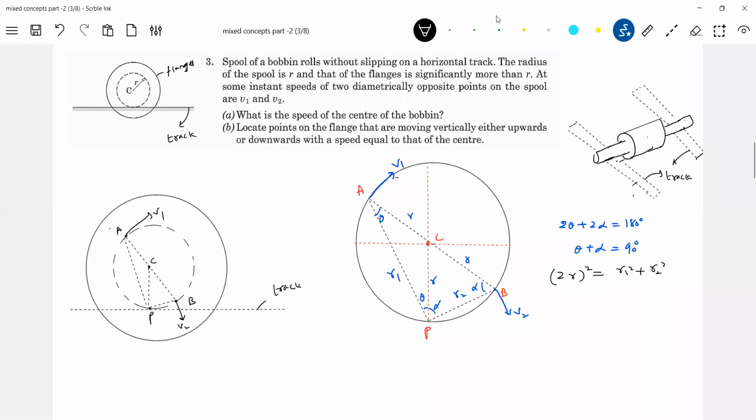What is V1? Now let's come to this. Where is the instantaneous center? No slipping is told. Without slipping, I think he has given in the question itself. The spool of a bobbin. What is a spool and what is a bobbin? Now you have to ask questions. There are two things here: what is a bobbin and what is a spool?